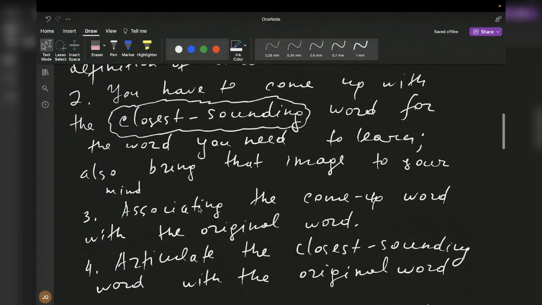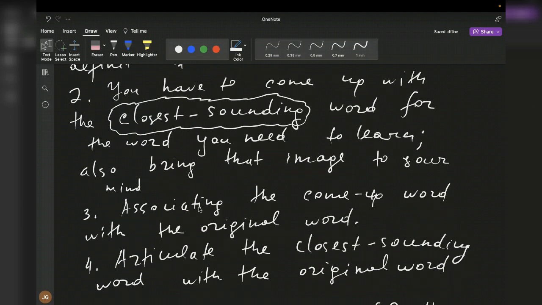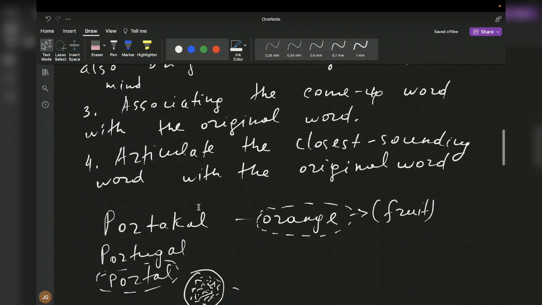And the last step, it's optional, by the way, is to articulate the closest sounding word with the original word. Like you have to repeat the come-up word with the original word a few times. So let's see it in practice.